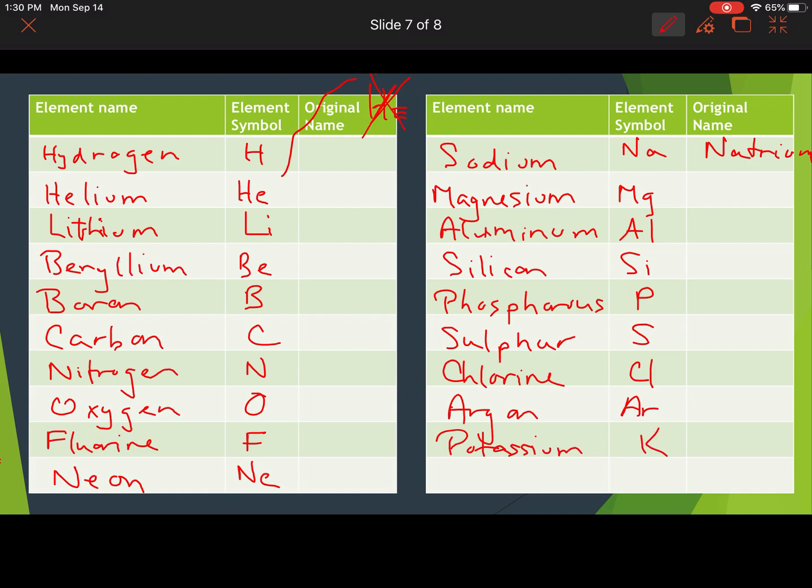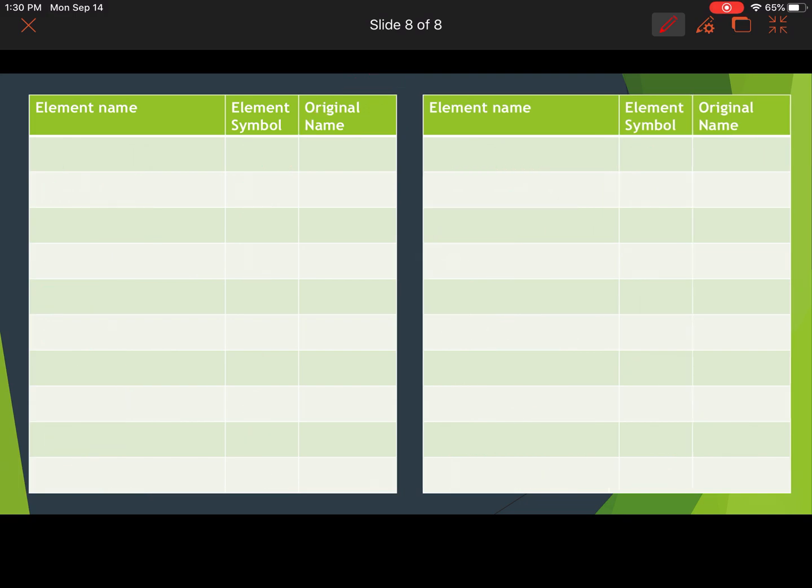Potassium is K. Now right away you should say, oh, I bet potassium has an original name. That's a weird symbol. And it does. It used to be called kalium. And then we've got calcium, which is Ca. So those are the first 20. Those are the ones you're responsible for knowing, but we're going to add some more because 20 isn't enough. These ones are too easy.